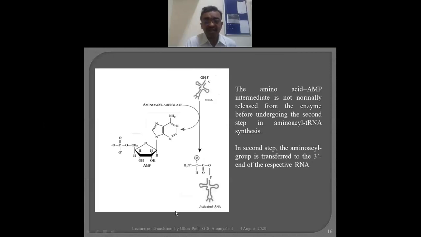Then what happens in the second step? This particular complex is still there. The enzyme, the synthetase, is there, and these moieties remain attached. First it gets activated by means of ATP, but still everything is available on that enzyme. In the second step, the amino acid-AMP intermediate is not released, it remains attached to the enzyme aminoacyl-tRNA synthetase, and the amino acid group is transferred to the 3' end of the respective tRNA.